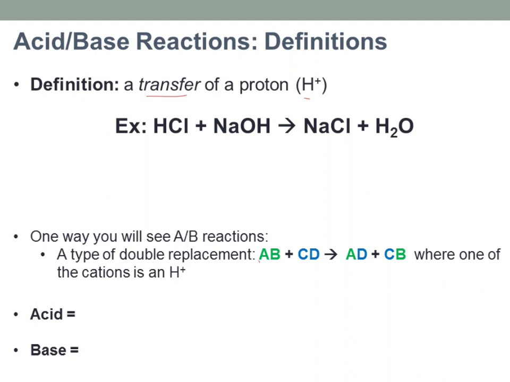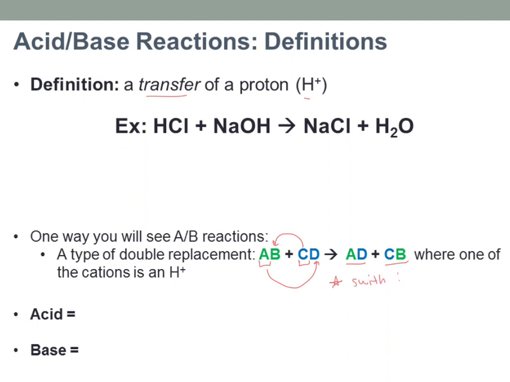So in this case, here's a generic AB and a CD. The idea is that you're going to replace those two things. So now your A is going to be with your D, and your C is going to be with your B, right? That is a double replacement. So now we have the A and the D together, and we have the C and the B together, right? So we've switched the two cations. So switch the cations.